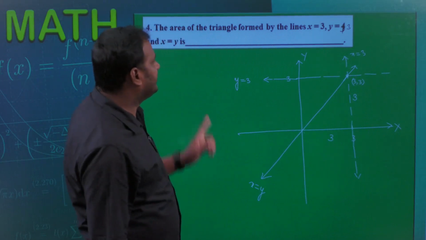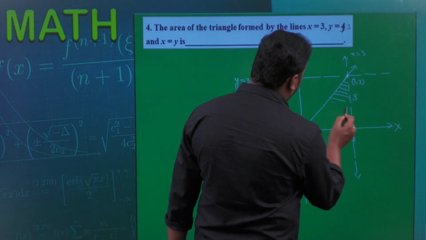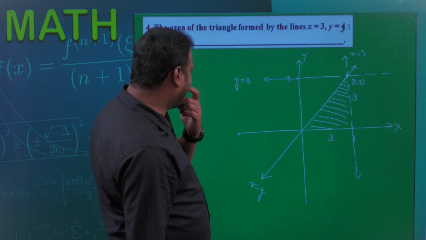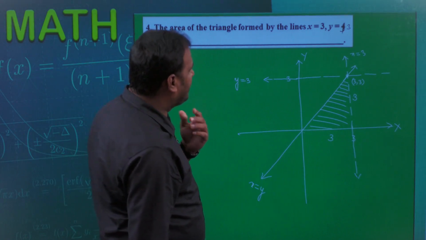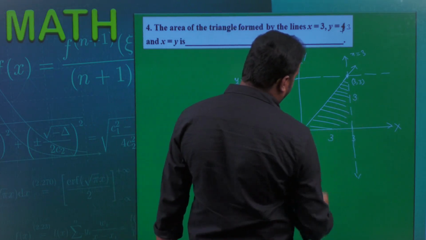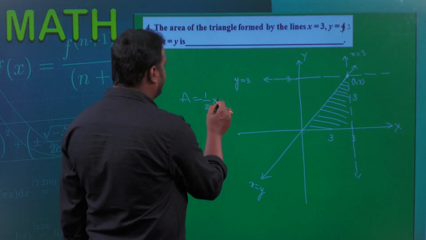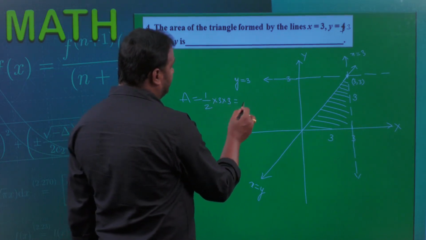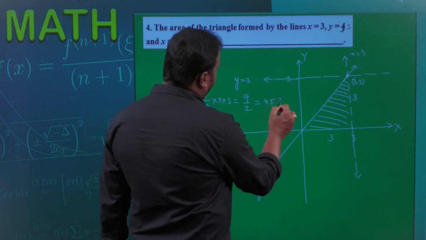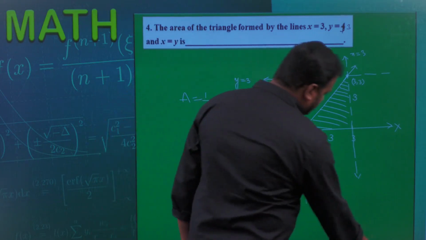You are asked to find the area of the triangle formed between them. So this is the area of the triangle formed by these three, where this is 3 and 3. Area is half into 3 into 3, so half into 3 into 3 is equal to 9 divided by 2, which is equal to 4.5 square units. Right? Moving on to the next problem.